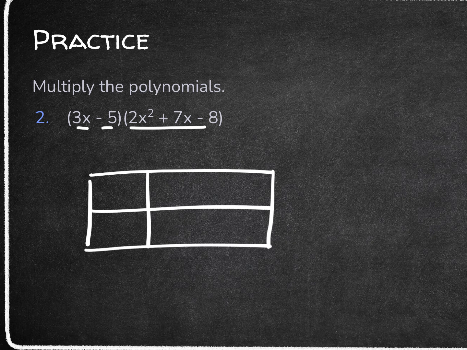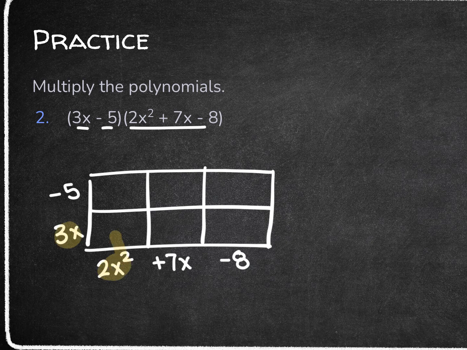2 by 3. The 2 pieces are going to go on the side that has the 2 spots available. So I have a 3x and a minus 5. The 3 is going to go where the 3 spots are available. So I have a 2x squared, a positive 7x, and a negative 8. So now we're going to multiply our outsides to get the inside.